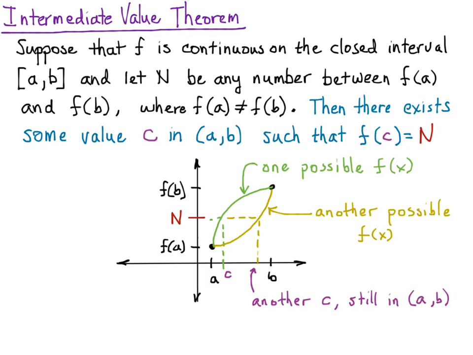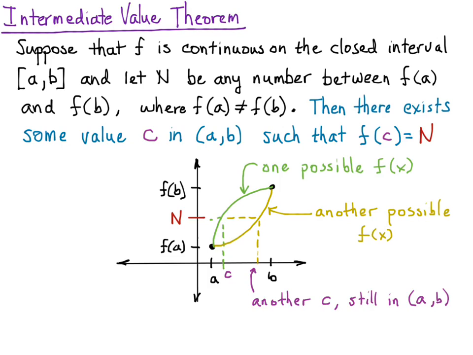But basically what this says is that if f is a continuous function, and that's the most important thing about the intermediate value theorem, that we're talking about continuous functions, that if we have two values at a and b, we have f at a and f at b, and if it's continuous between those points, any point n that we choose in here, there's going to be a corresponding value c between a and b that makes f at c equal n.